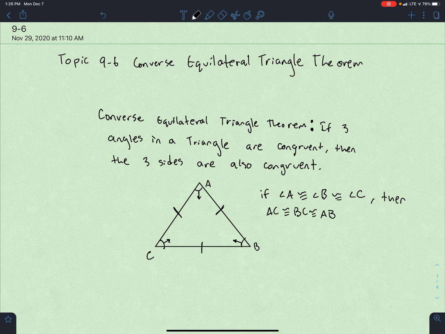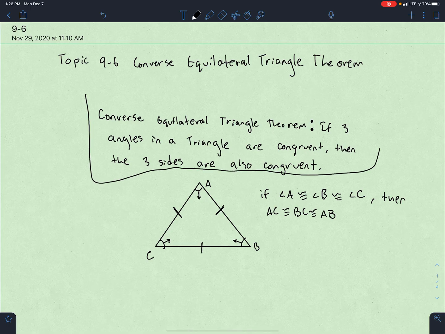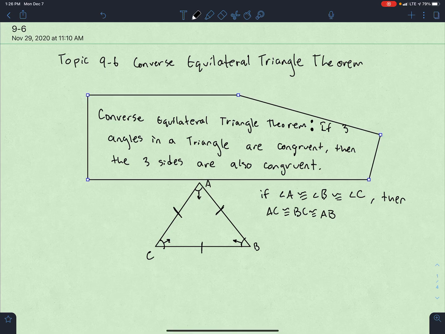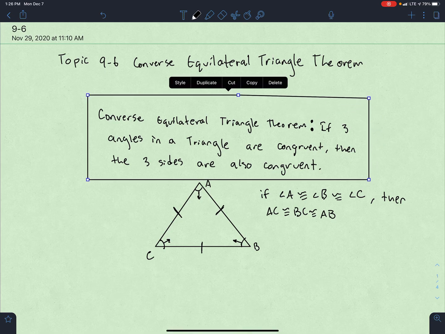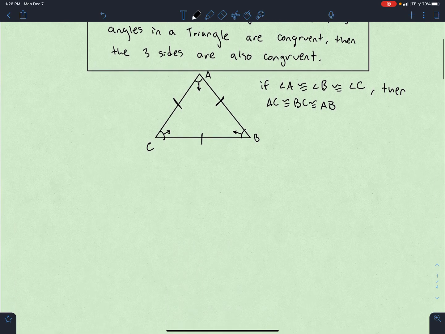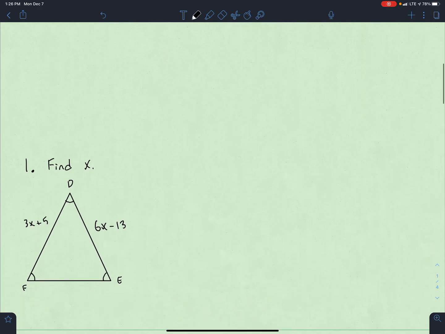So that's basically what that theorem states, and that is a very important concept. That's what's going to take us through the problems when we talk about this. And it should make sense that that's the case, because we know if three angles are the same, three sides are the same, and if three sides are the same, three angles are the same. So now we'll go ahead and look at some examples.